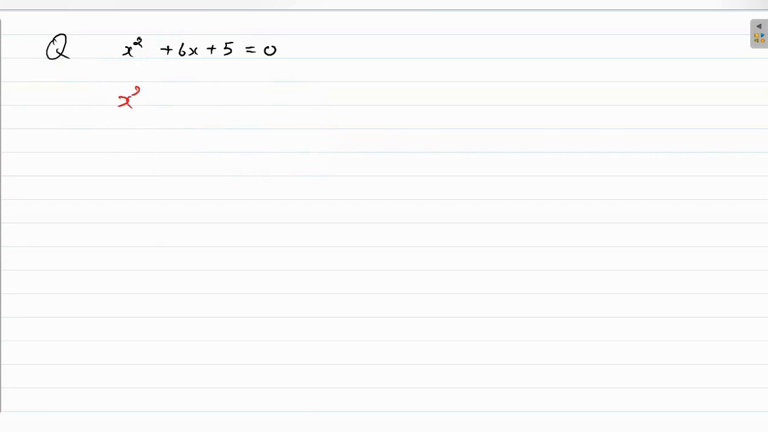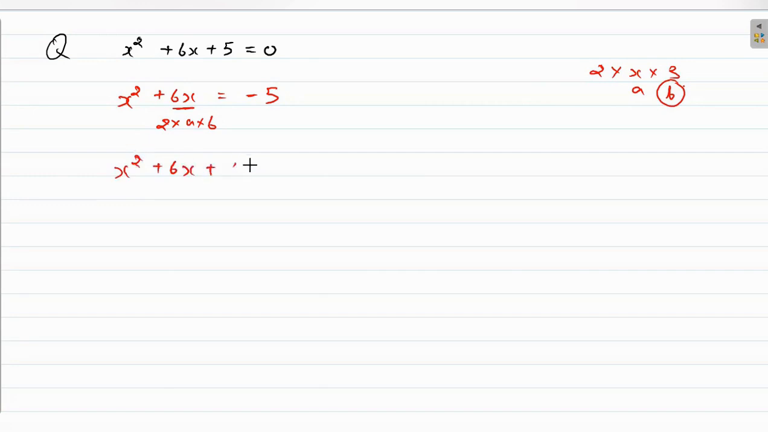So what was that way? x square plus 6x is equal to what? Minus 5. Now I will compare it with 2 times a times b. And I can say the 6x can be rewritten as 2 times x times 3. Yes or no? So this is my A, this is my B, so I got my B. So I will add the B square on both sides. So x square plus 6x plus 3 square is equal to minus 5 plus 9.